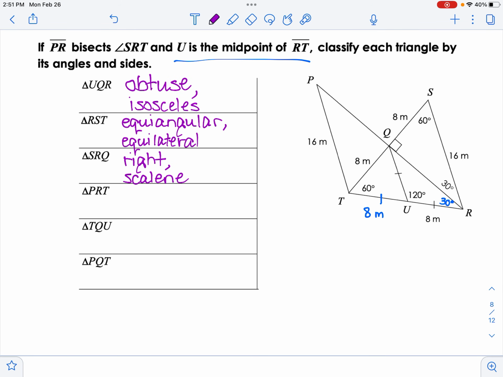Okay. PRT. That's this big triangle right here. This side is 16, this side is 16, so those are the same. Oh, so this looks isosceles, but I want to also identify this angle is bigger than 90. So this is obtuse and then isosceles.